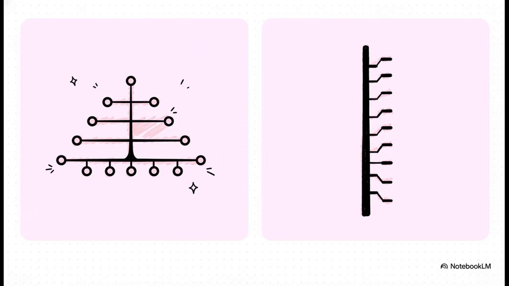Contrast two extremes for a second. In perfectly balanced trees, both depths are relatively small, so obviously the math holds up fine. But what about highly unbalanced, comb-like trees? The maximum depth there is huge. It literally grows linearly with the variables.